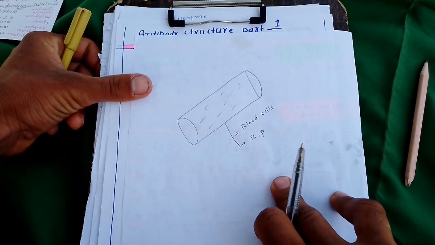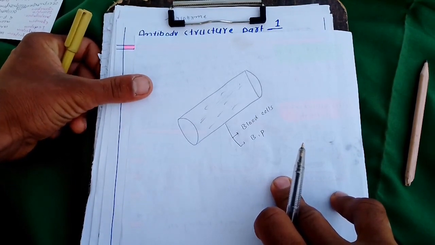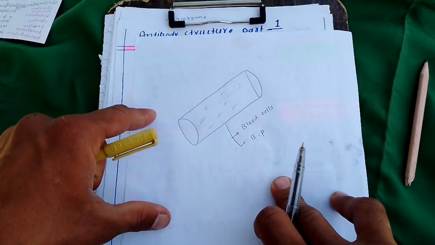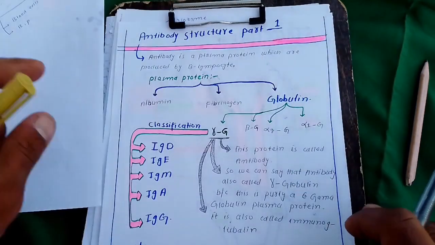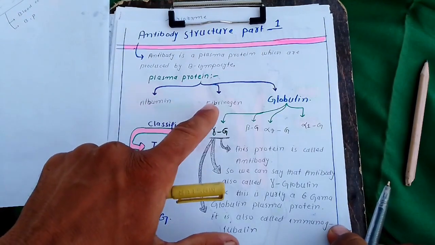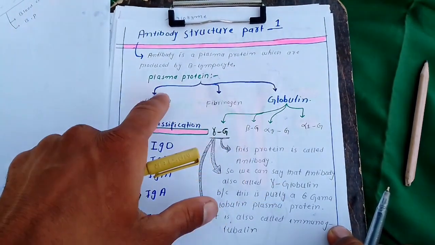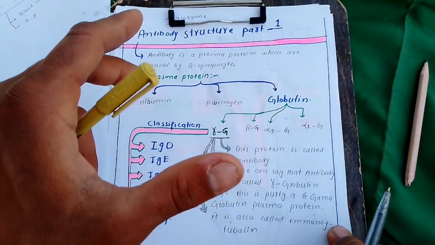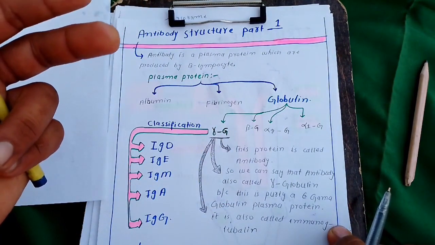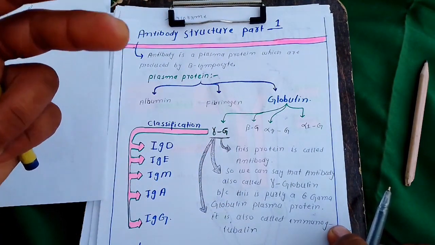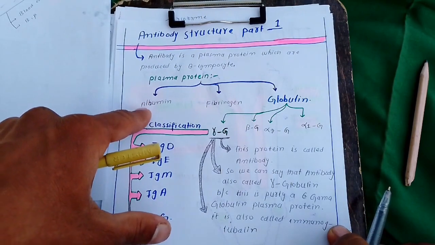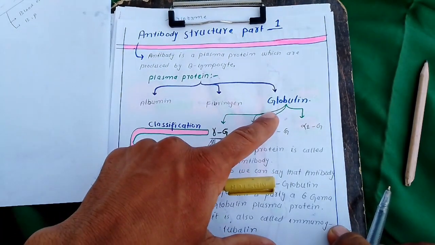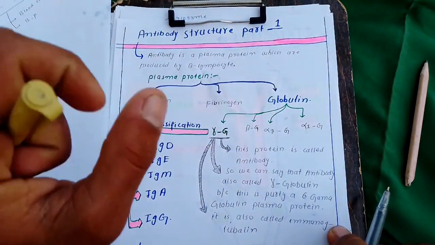There are different types of blood plasma protein. There are mainly three types of blood plasma protein. These proteins are albumin, fibrinogen, and globulin. These are the three main types of protein which are called plasma protein.